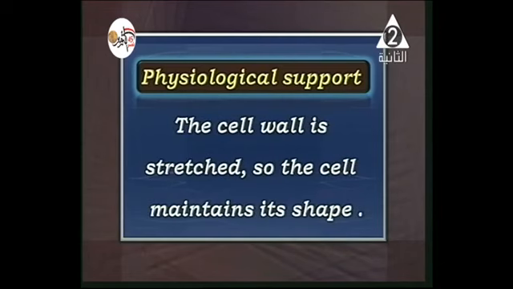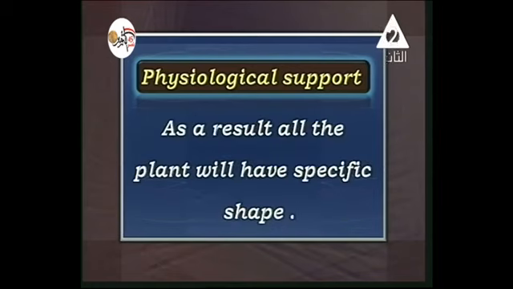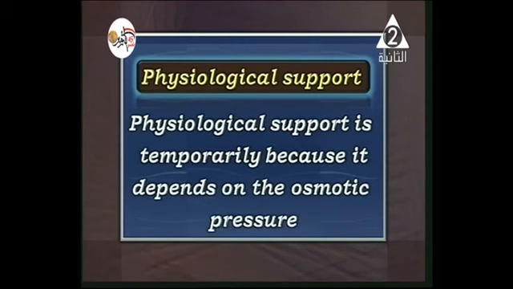The cell wall also is stretched to do what? To maintain its shape, to give the cell its real shape. As a result of all these changes, the plant will have a specific shape, and this is the idea of physiological support in the plant. Physiological support is not permanent, it is temporary, because it depends on the osmotic pressure. We have here a video to show that in some examples. Let's show that.